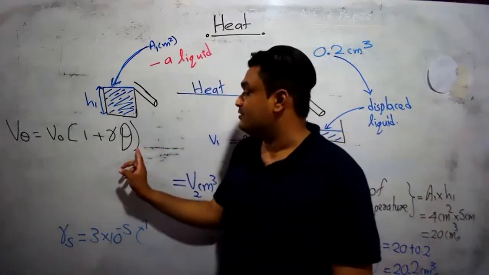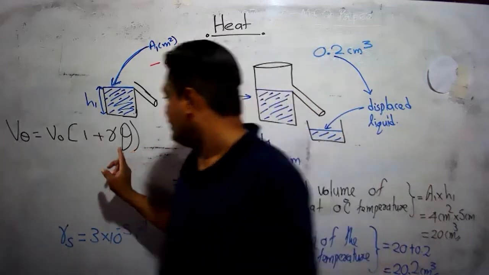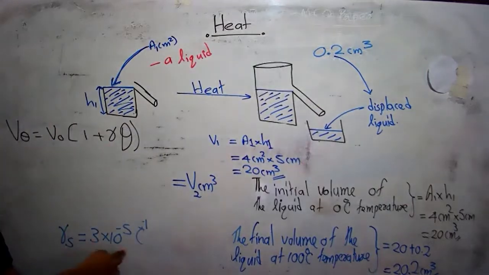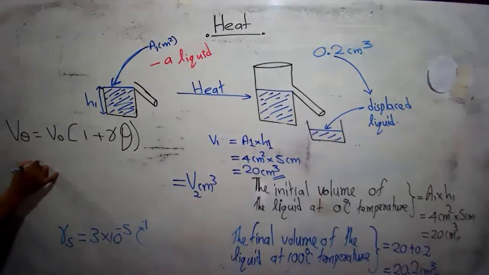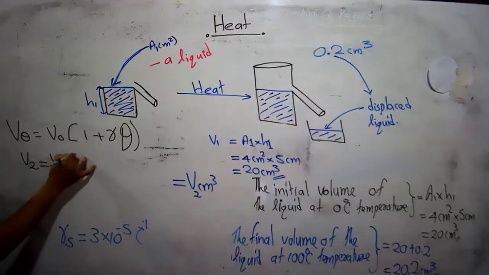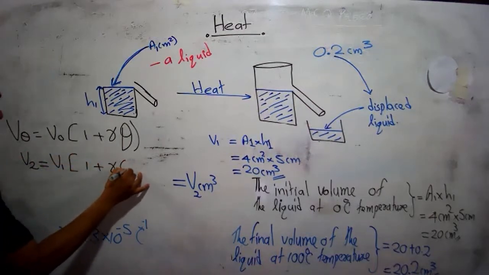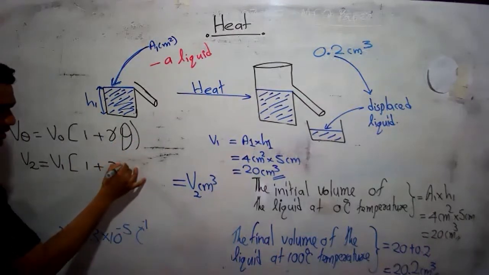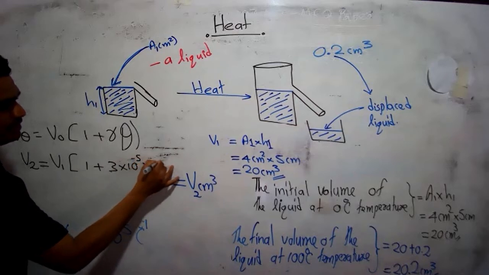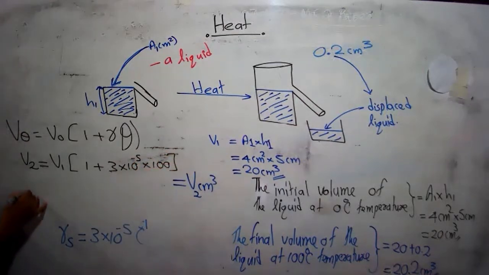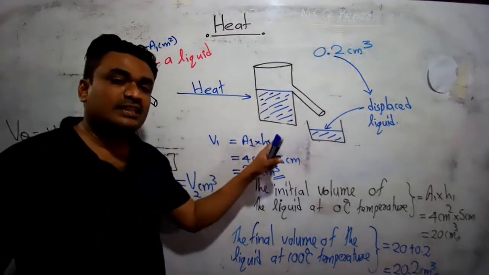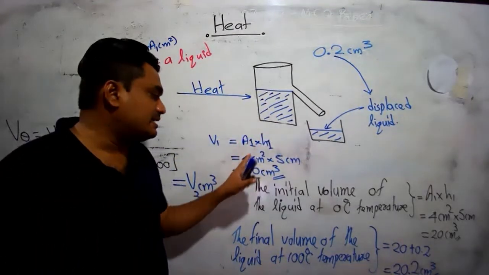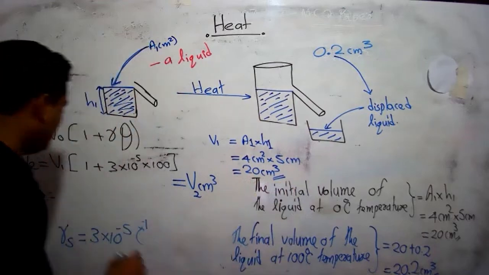So the final temperature of the liquid is actually 100 degree. The value of gamma is given as 3 into 10 to the power minus 5. So V theta is taken as V2, V naught is taken as V1, into 1 plus gamma theta, where theta is 100. So V2 equals V1, the initial volume of the section of the vessel which contains the liquid, which is 20 cubic centimeter.